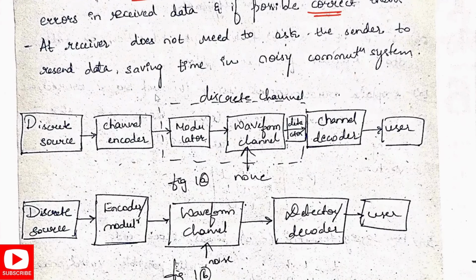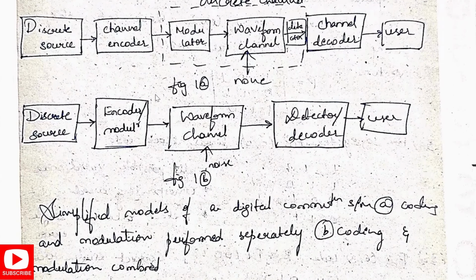Next, in the block diagram, you can observe the first one is figure A and figure B. Here we have the discrete source, the channel encoder, which is sent to the modulator. From there, we send it to the waveform channel, and we have the detector and finally the channel decoder and the user. This complete part is known as the discrete channel, modulator, waveform, and detector. Another simplified way can be written as: discrete source is given, here we have encoder or modulator, these two are combined. Then it sends to the waveform channel. Then again these two are combined, the detector or decoder, and finally the user. This is figure 1 and figure 2.